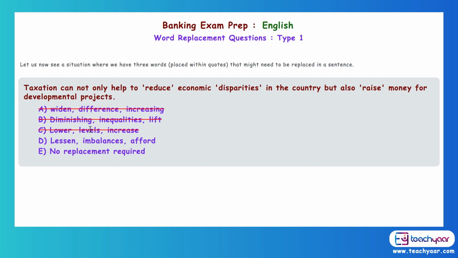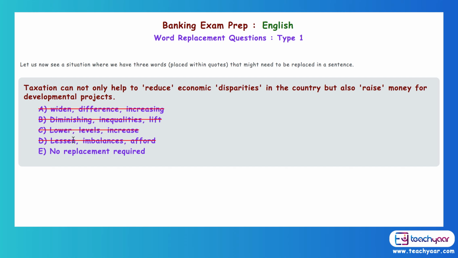Raise means to increase. So, to generate, it doesn't mean afford. That means the third word is wrong. So what happens? Option D is also deleted now. So what are we left with? We are left with the last option E, no replacement required.